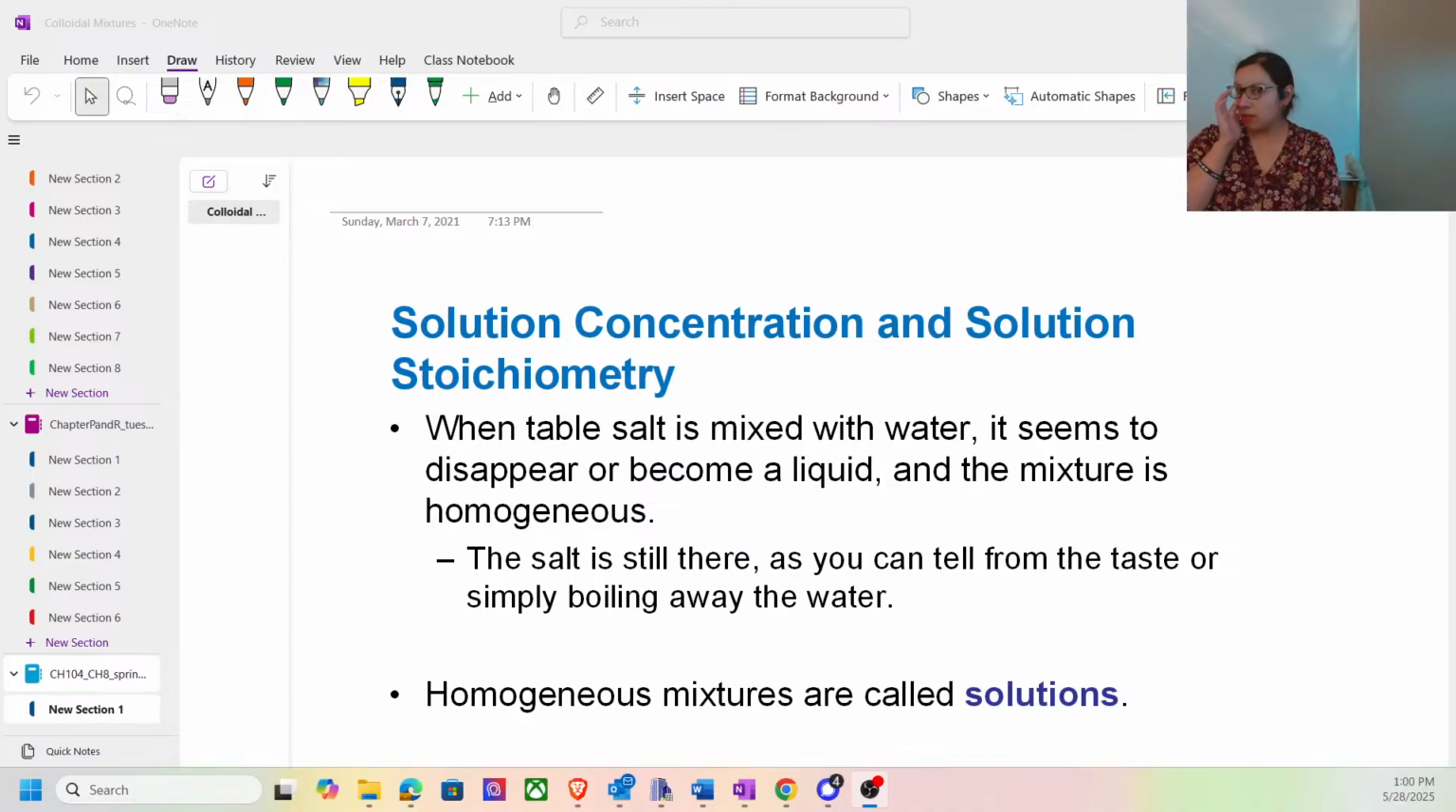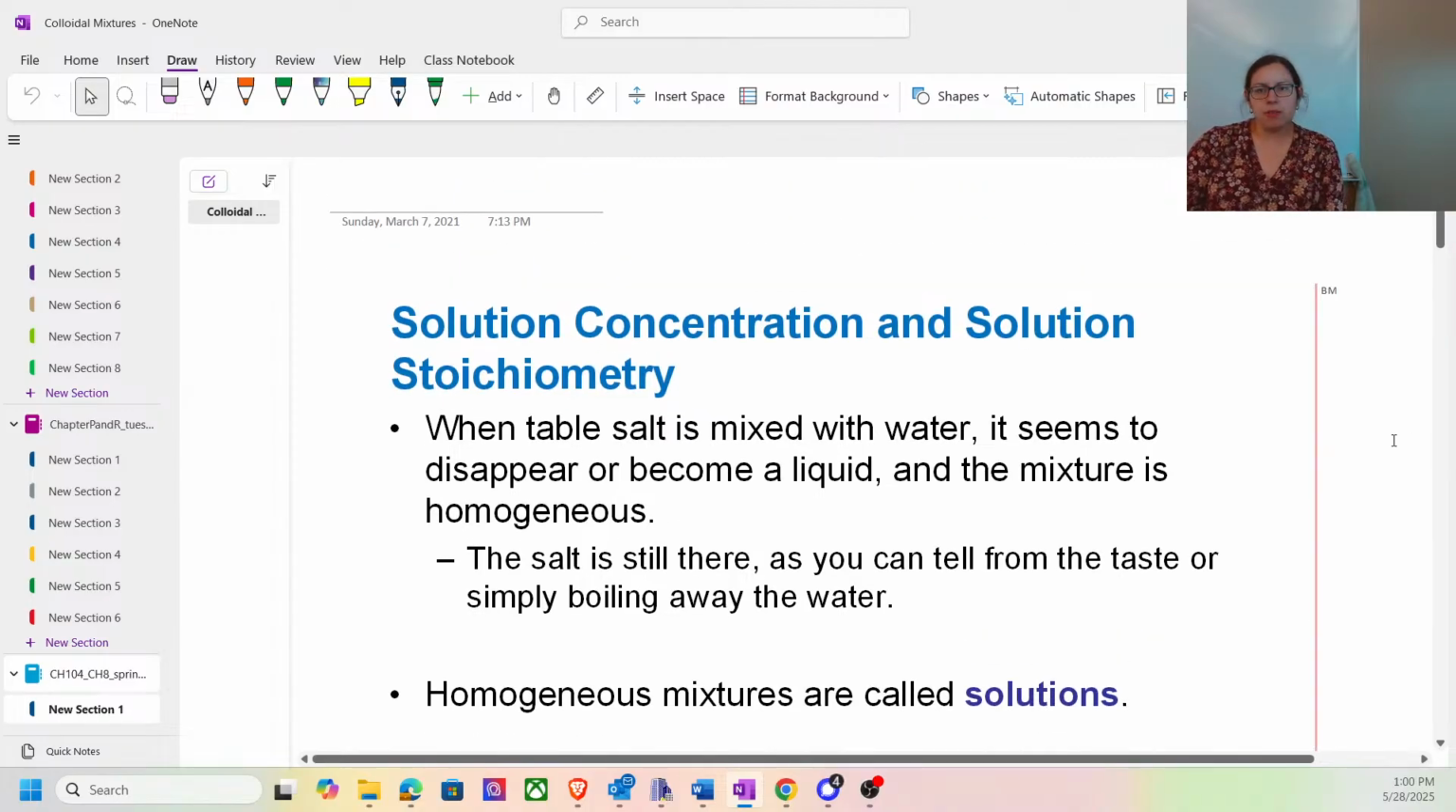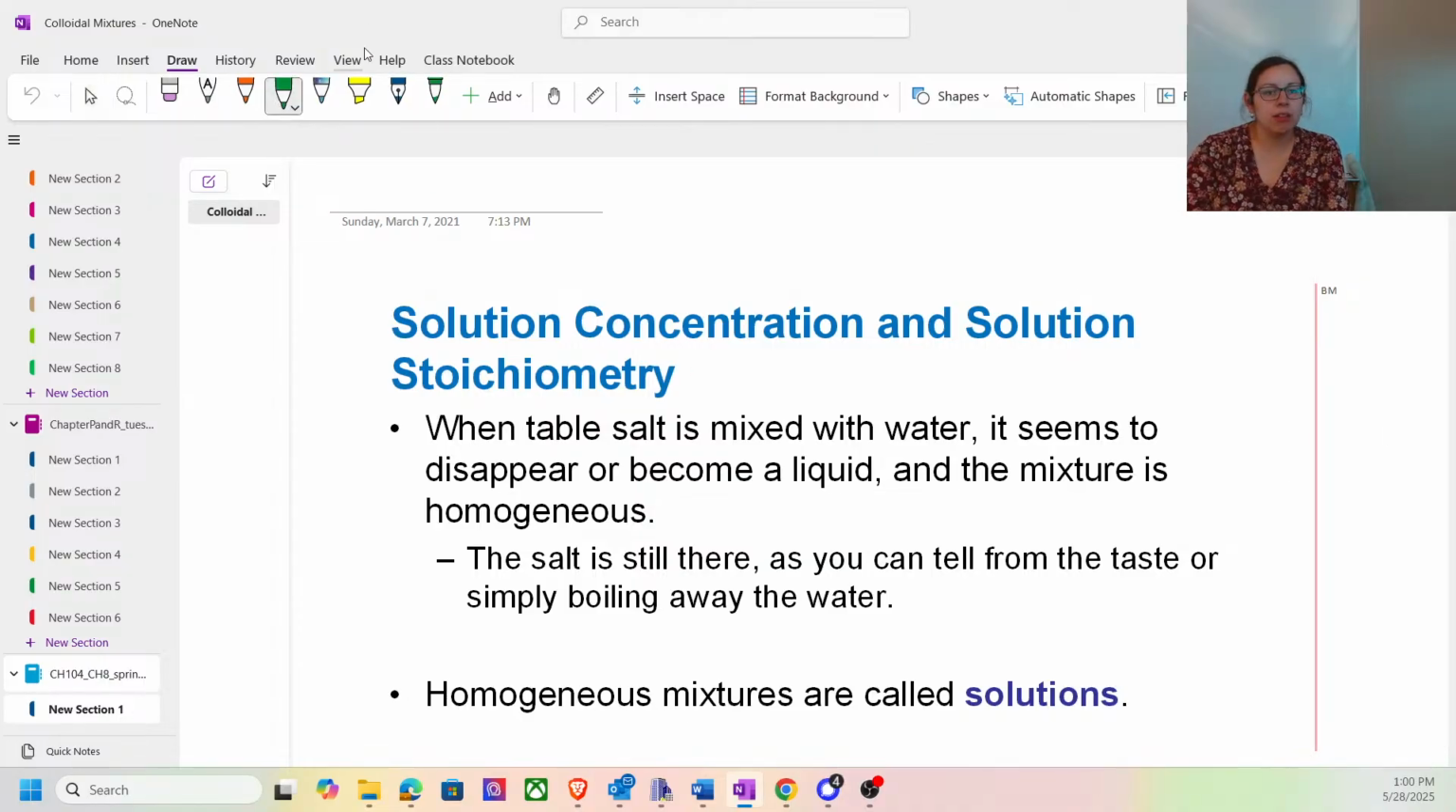Right, let's get started. Like I mentioned, we're just going to lecture today, so no quiz this week. Hopefully we can get through all of these solution chapters, so I'll probably go a little quickly so we can get to the calculation parts.